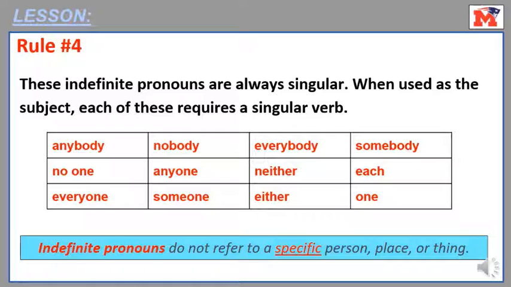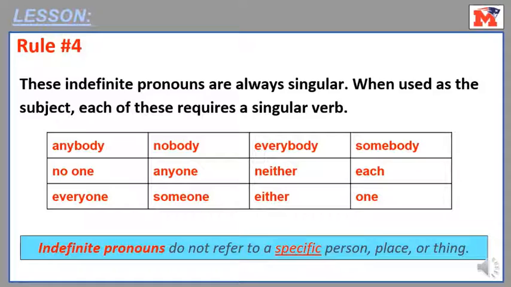Before we cover rule number 4, we need to learn a new definition. Indefinite pronouns. We know that a pronoun is a word that takes the place of a noun, like he, she, they. Indefinite pronouns do not refer to a specific person, place, or thing. For example, you see anybody on this list. Anybody is not a specific person. It's anybody. So now that we've clarified that, these indefinite pronouns are always singular.